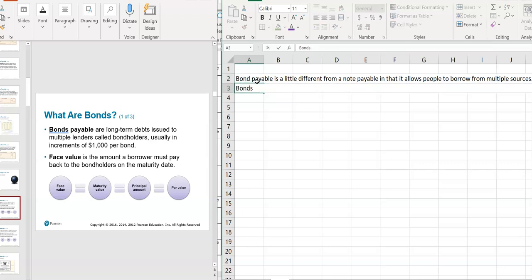Okay, bonds are sold over the market. Okay, they're sold over the counter, I guess I should say that. They're sold over the counter in increments of $1,000, usually. Right, and sometimes we refer to it as face value, and face value is really the principal amount.